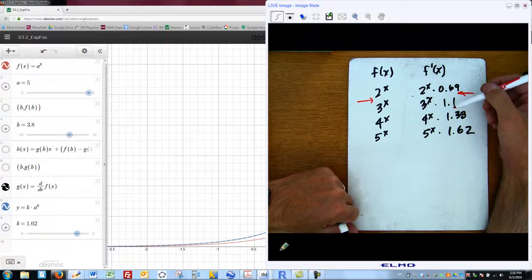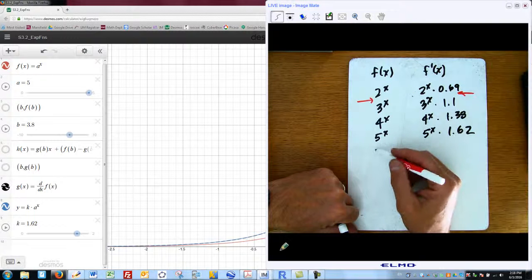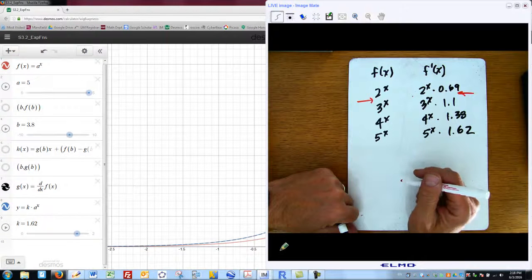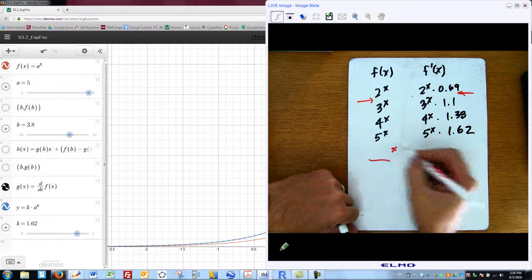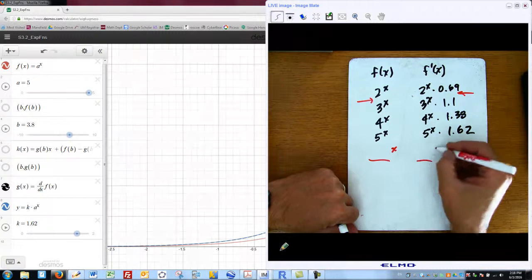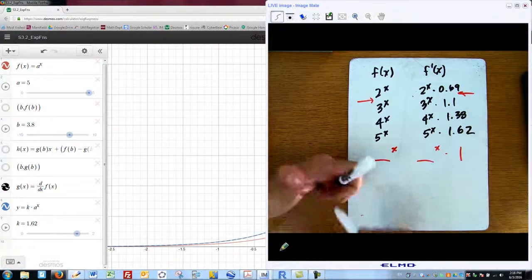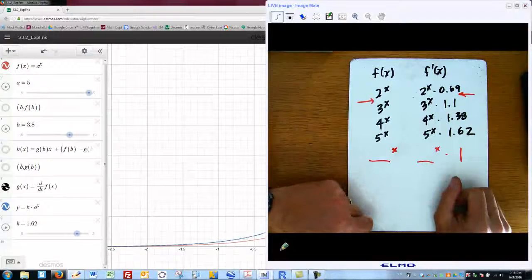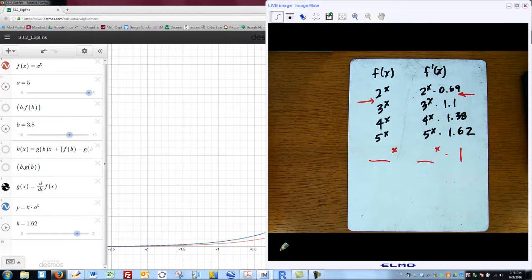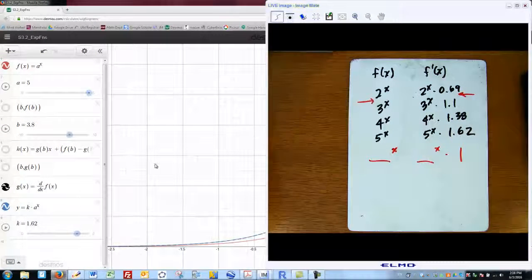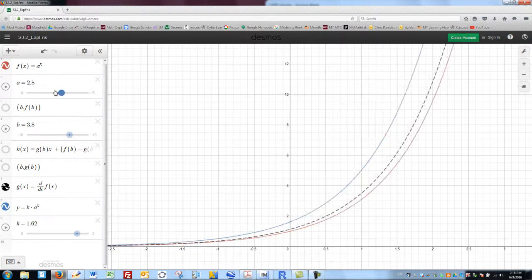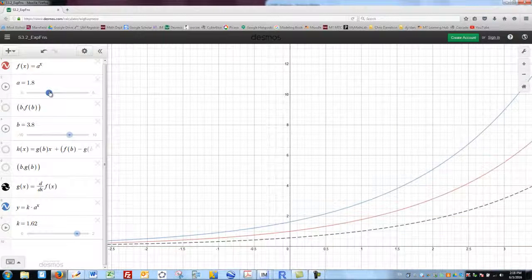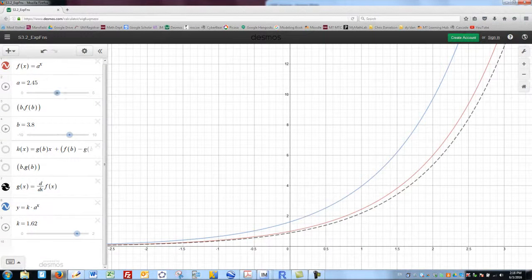So if I could figure out for what value of a, or what base value, so what to the x equals that same what to the x times 1, then that might give me some intuition about what function is happening in there. So let's go ahead and see if we can figure that out. It's somewhere between 2 and 3, we know. So what am I looking for?